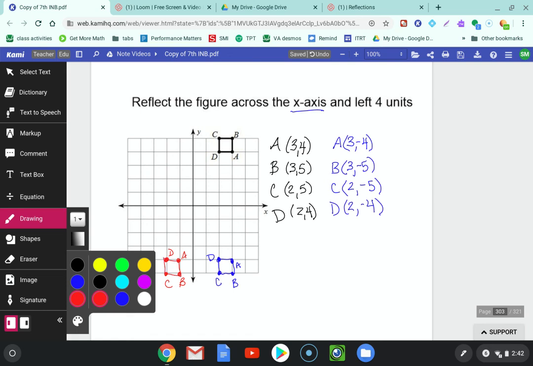Okay, and then you may also be asked to do 2 translations. So move it right 2 and down 4, or something of that nature. If you have any questions, please let me know.